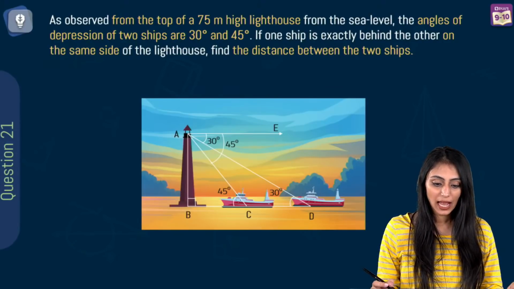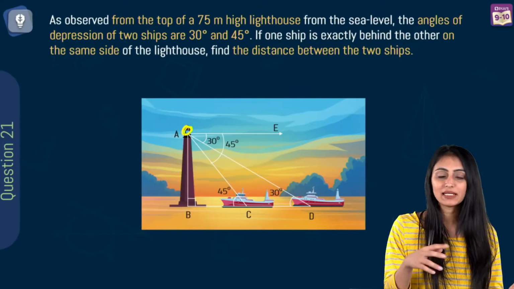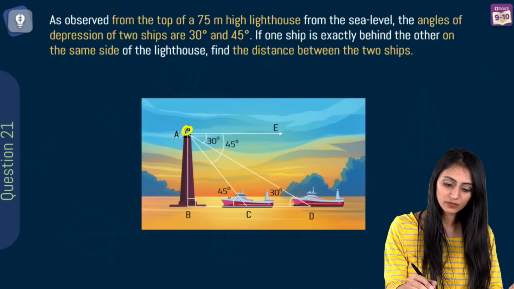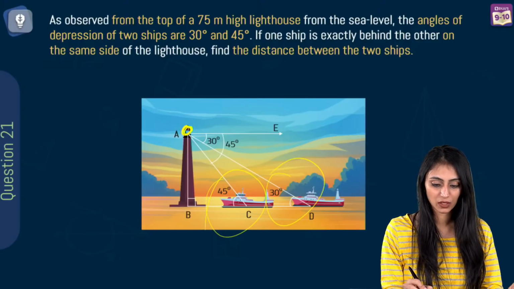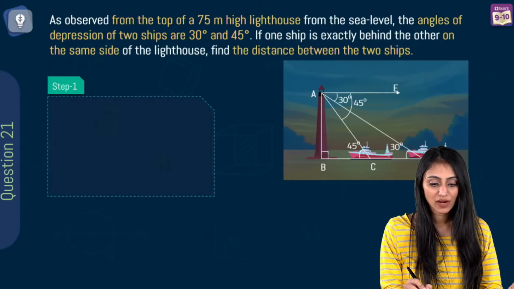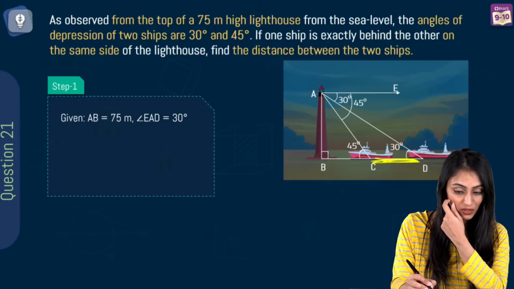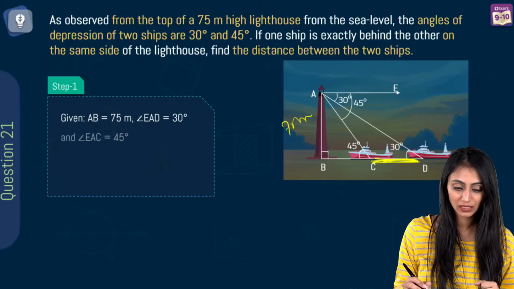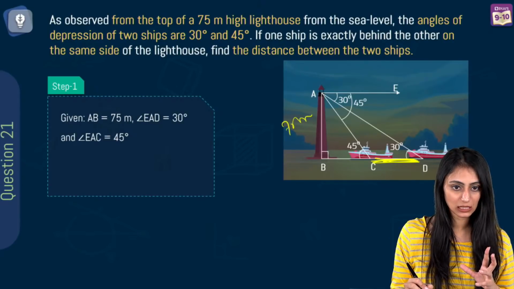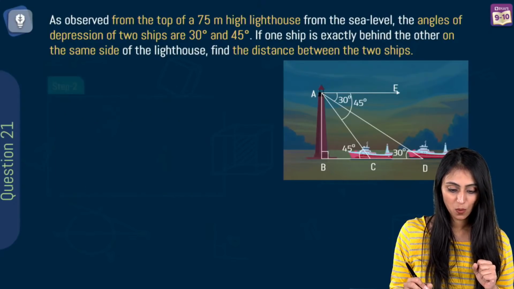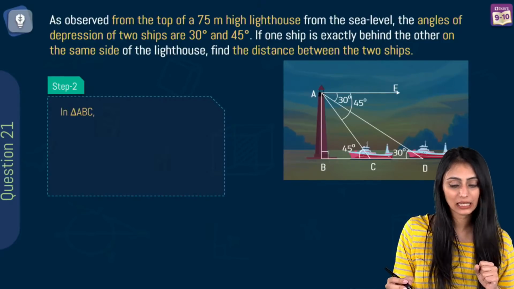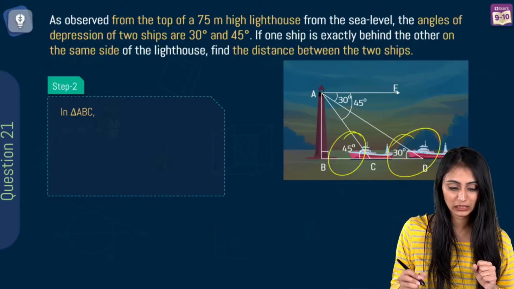It is observed from the top of the lighthouse, that means the angles of depression would be 30 degrees and 45 degrees. So we need to find the distance between the two ships, that means CD. Here AB is 75 meters, and these are the two angles. You can see alternate interior angles are formed. That's why these are 45 degrees and 30 degrees.